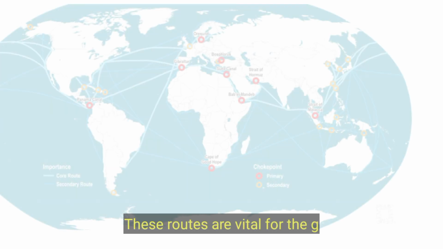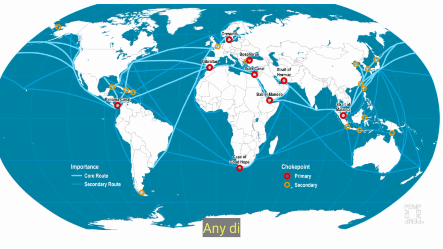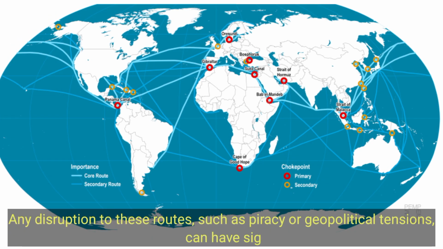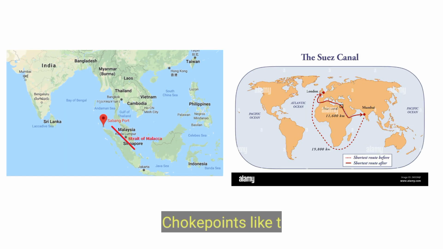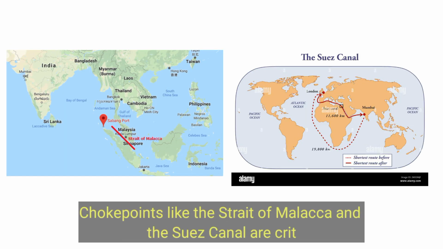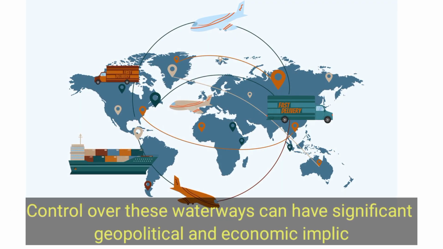These routes are vital for the global economy as they facilitate the transportation of goods between countries. Any disruption to these routes, such as piracy or geopolitical tensions, can have significant economic consequences. The importance of shipping lanes. Strategic significance. As mentioned earlier, choke points like the Strait of Malacca and the Suez Canal are critical. Control over these waterways can have significant geopolitical and economic implications.